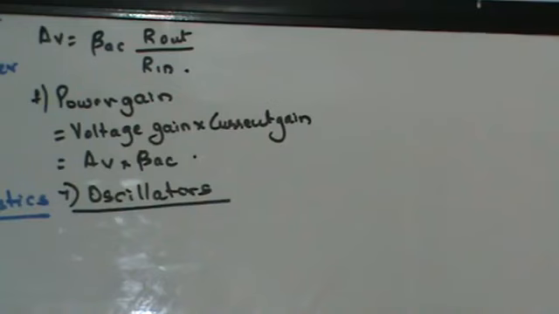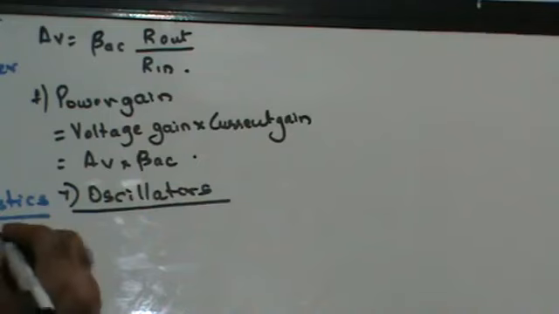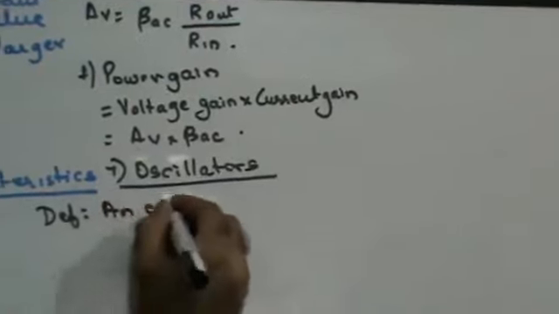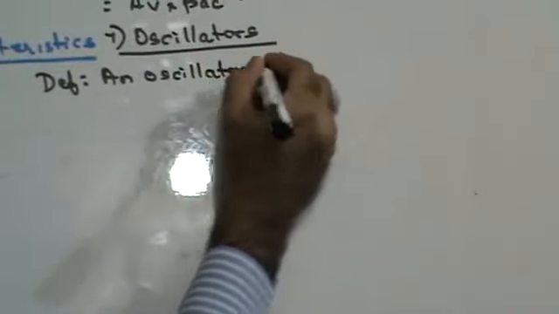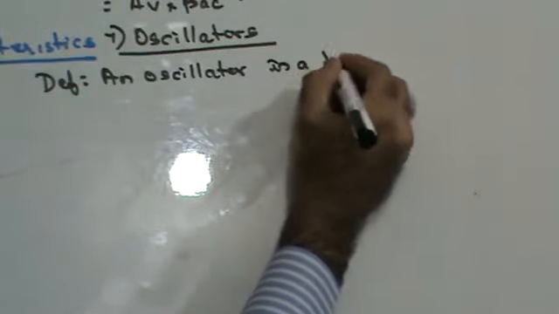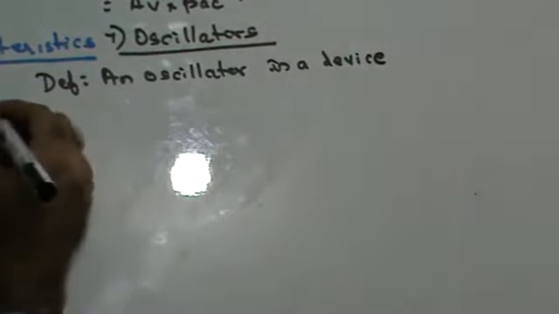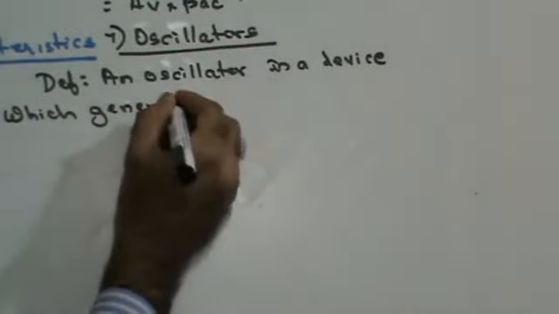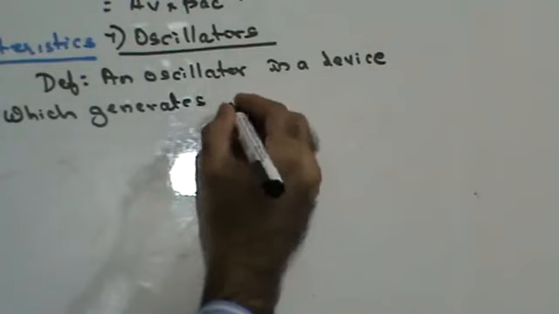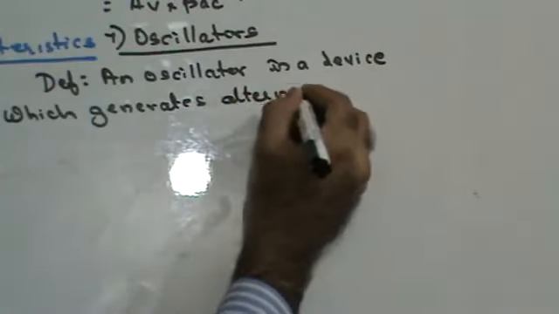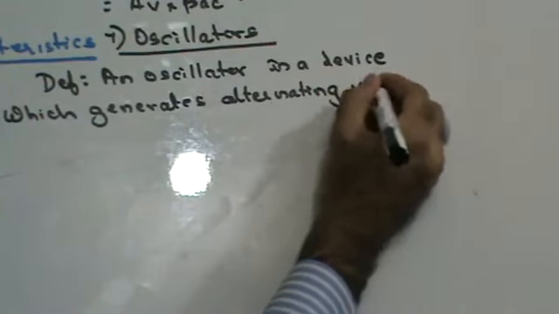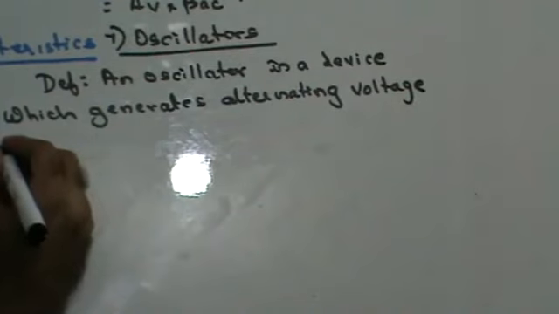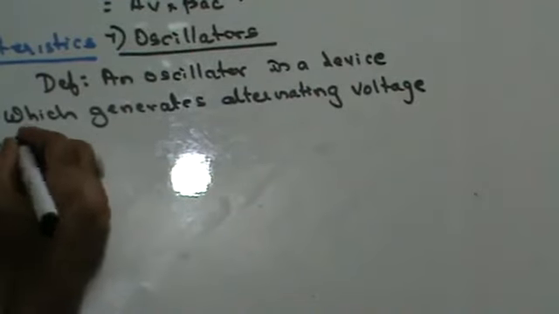So what is an oscillator? Definition. How do I define an oscillator? An oscillator is a device which generates alternating voltage. It may also be defined as a circuit which generates an AC output signal.